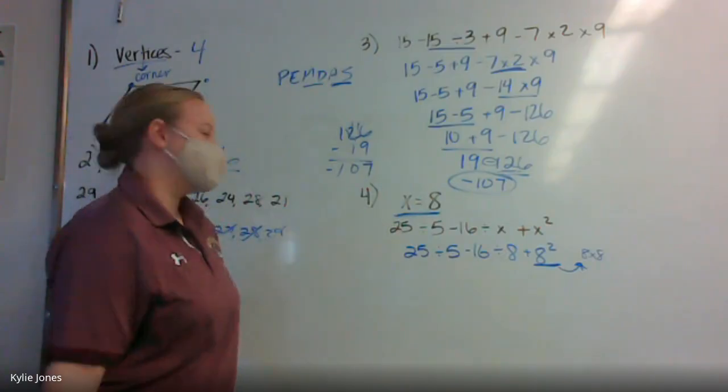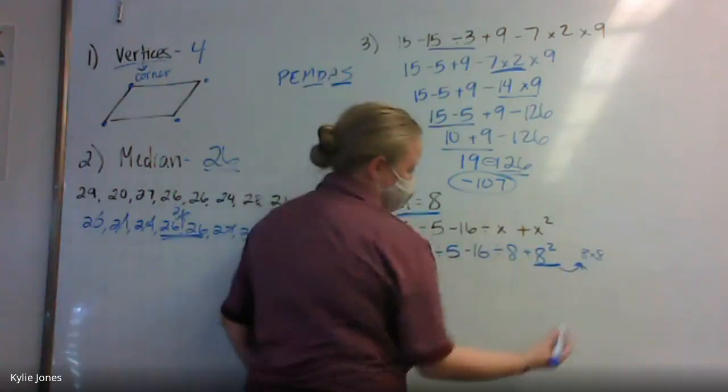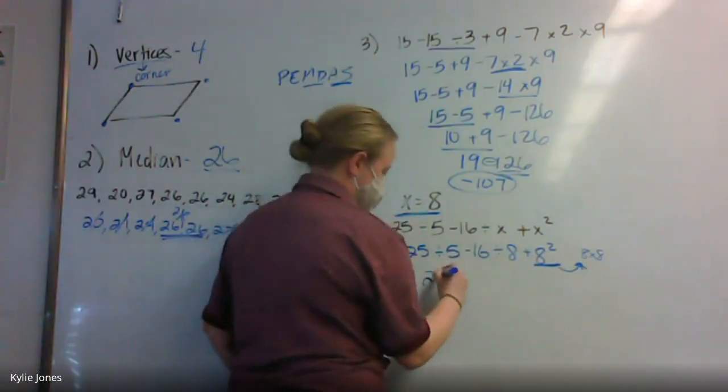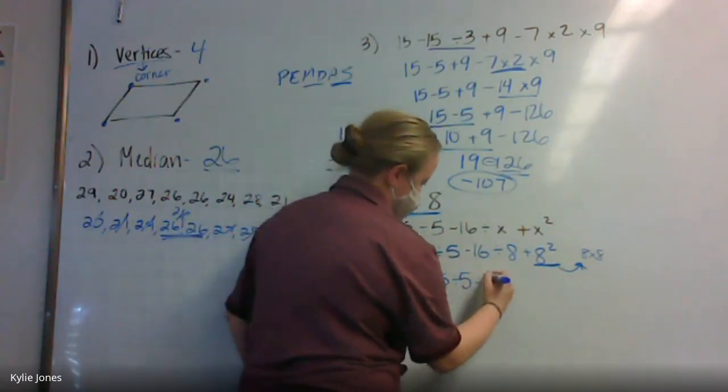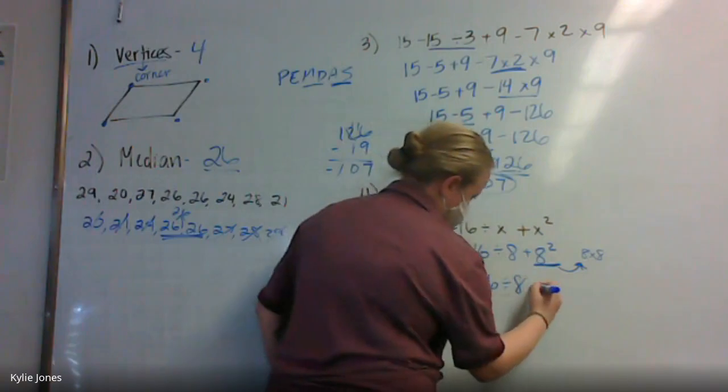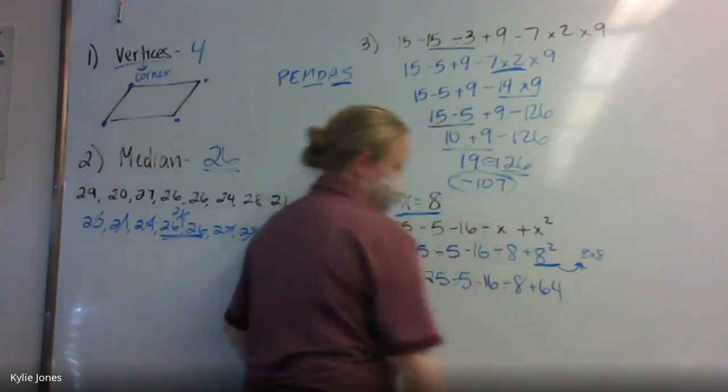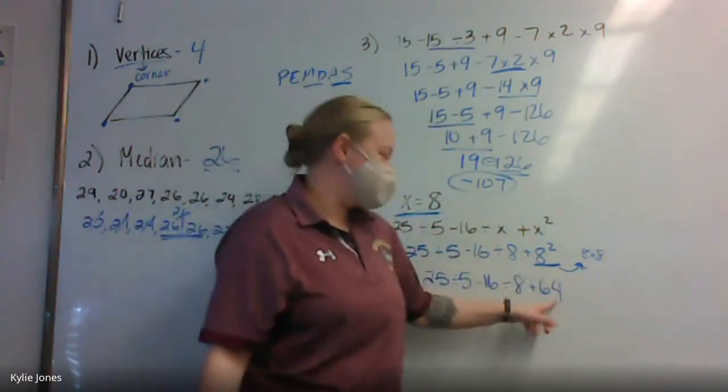So, what is 8 times 8? 8 times 8 is 64. So 8 times 8 is 64.